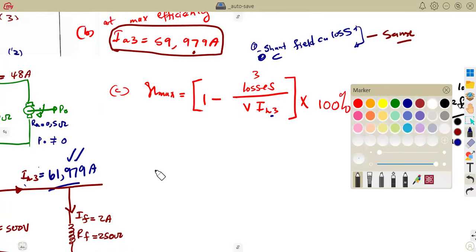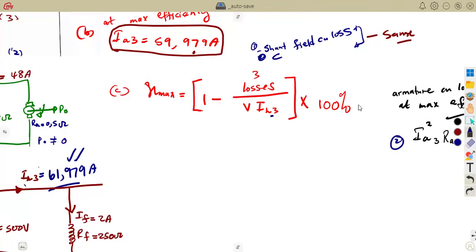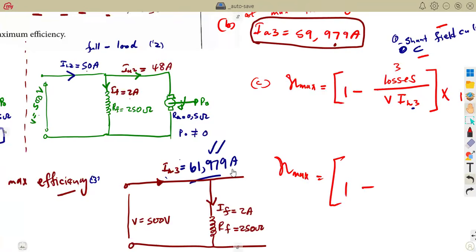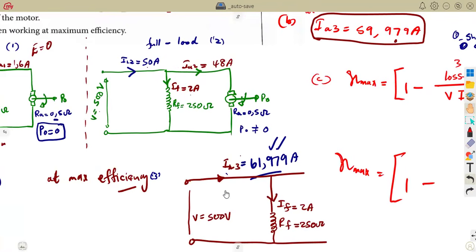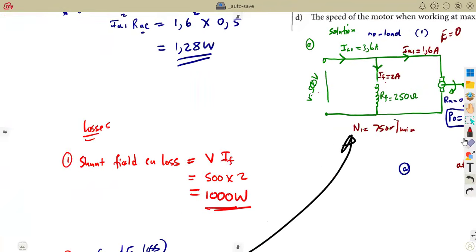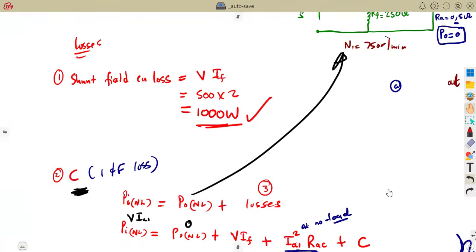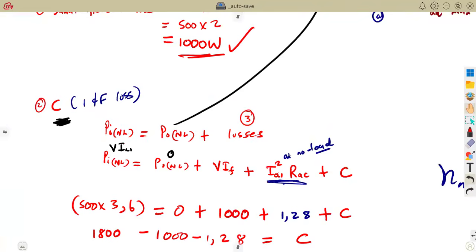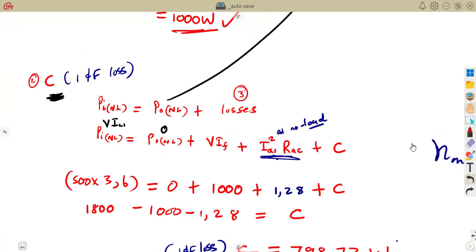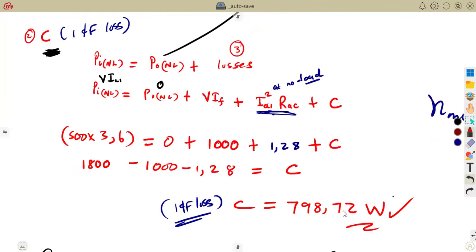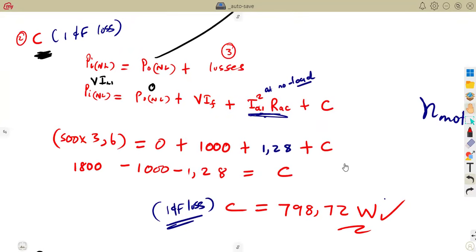So anyways, let's substitute. Substituting these values, we are going to obtain the maximum efficiency. That's 1 minus the 3 losses that we calculated before: the shunt field, and also the iron, friction, and windage losses, guys. Those are the ones that we had here. So we are going to add those two.